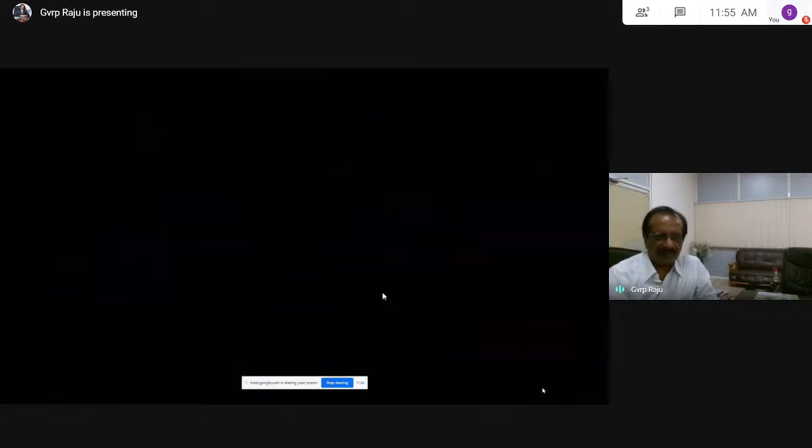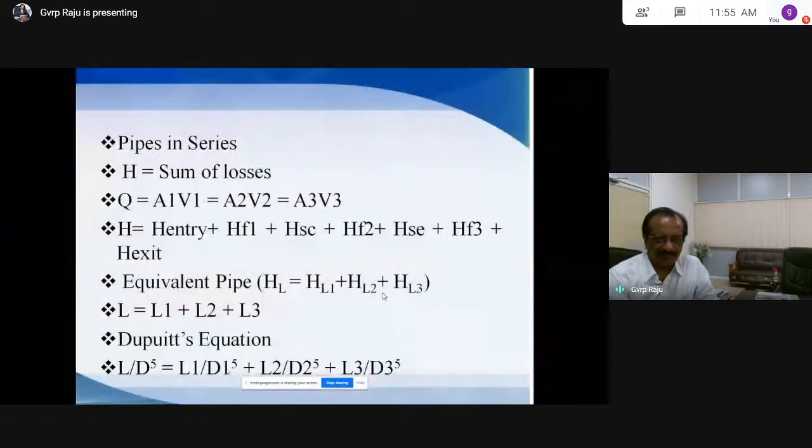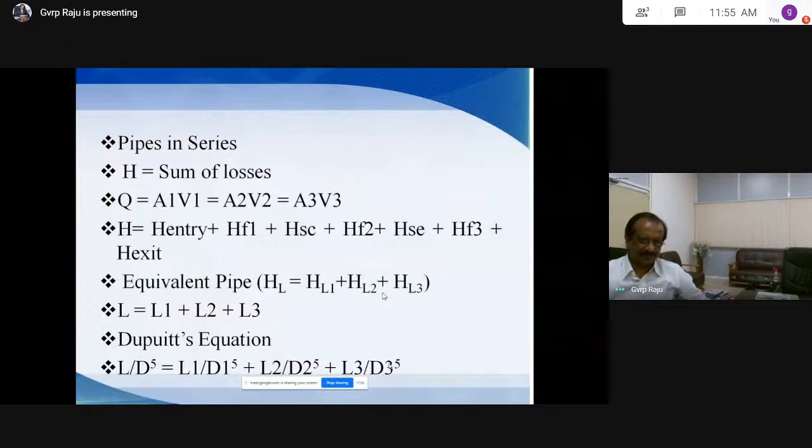So the equation is L by D^5 is equal to L1 by D1^5 plus L2 by D2^5 plus L3 by D3^5. That is Dupuit's equation. And for the equivalent pipe, the whole losses are HL, which is equal to the sum of the losses of the 3 pipes. Because friction loss is the major loss, you can take HF is equal to HF1 plus HF2 plus HF3, and the length L of the equivalent pipe is equal to L1 plus L2 plus L3.